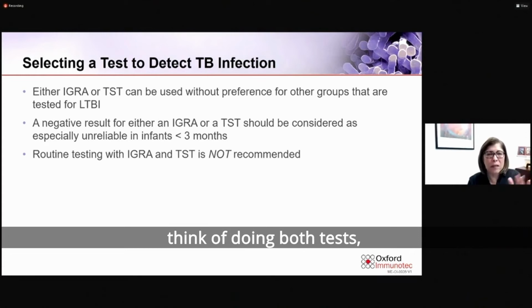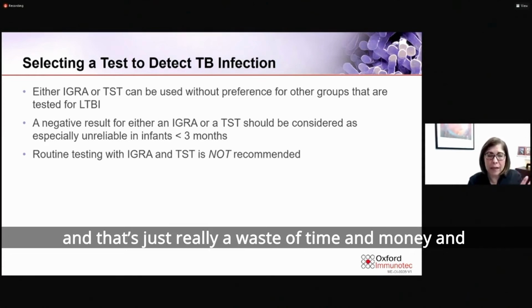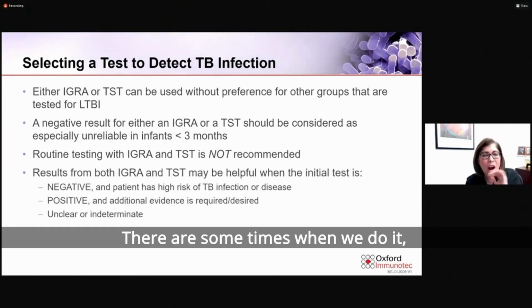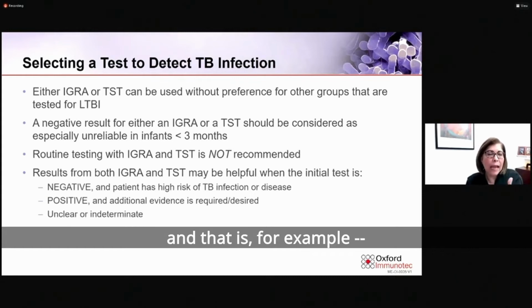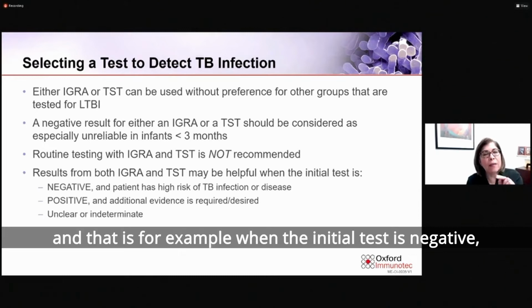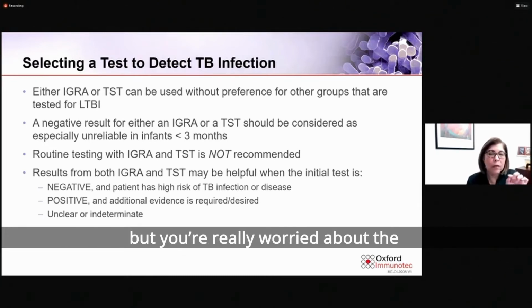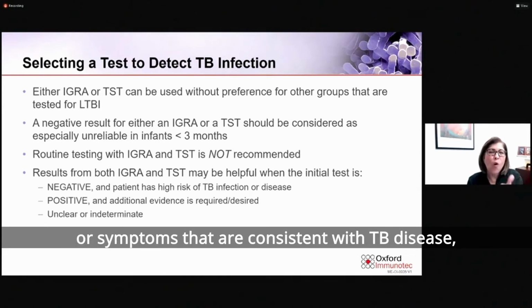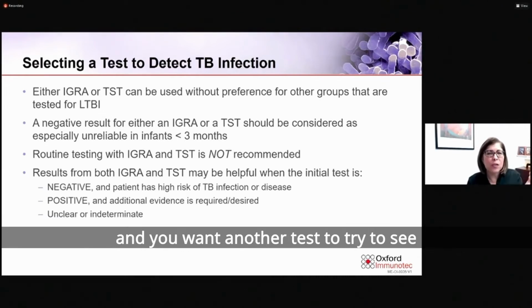The use of the 2 tests is not recommended for the most part. A lot of people think of doing both tests, and that's really a waste of time and money, and then confusion in interpretation. There are some times where we do both tests, for example, when the initial test is negative, but you're really worried about the person having TB because of a high risk of infection or symptoms consistent with TB disease, and you want another test to try to see if you can get a positive.